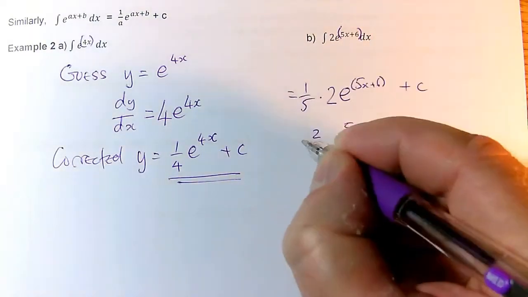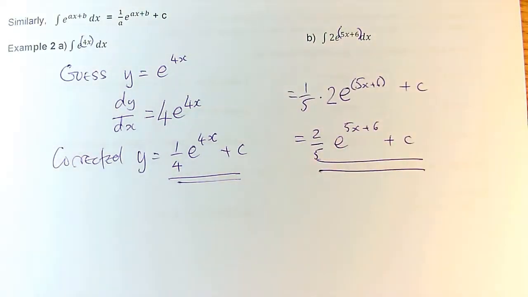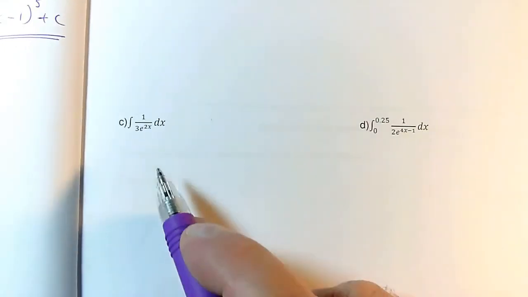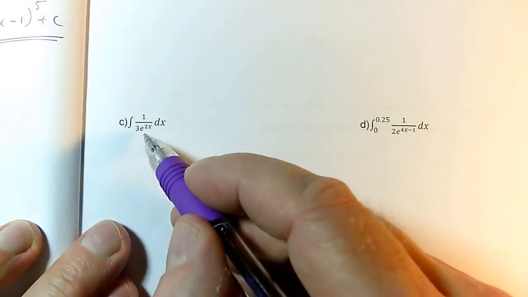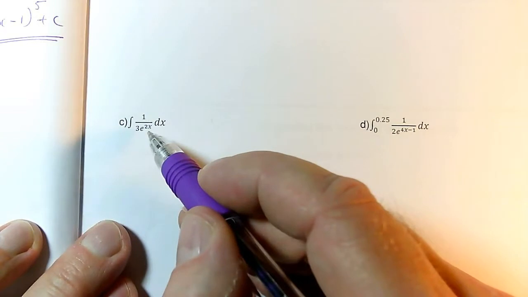I can put equals there. That is my answer. Okay, so on to the next one. All right, I've got a 1 over going on here. In fact, I've got to be a little bit careful with this. Okay, I've got 1 over 3e to the 2x.